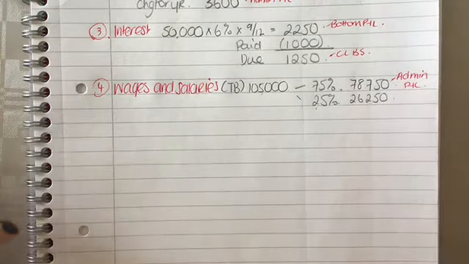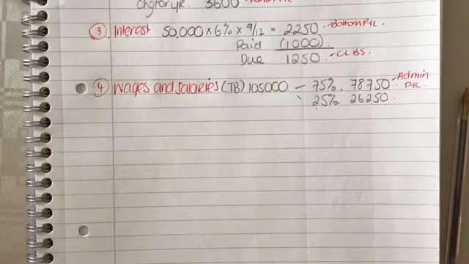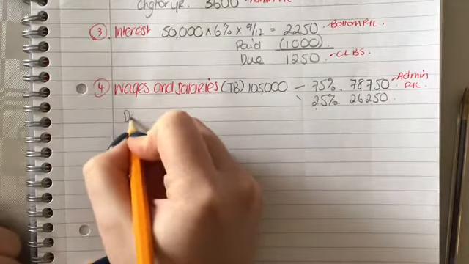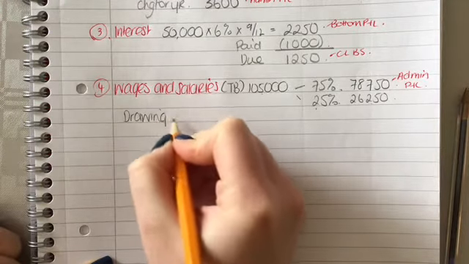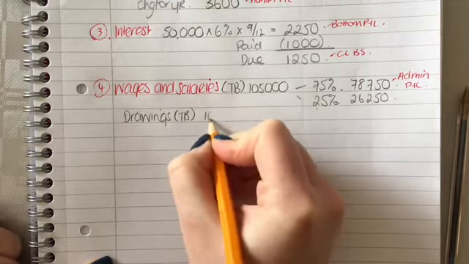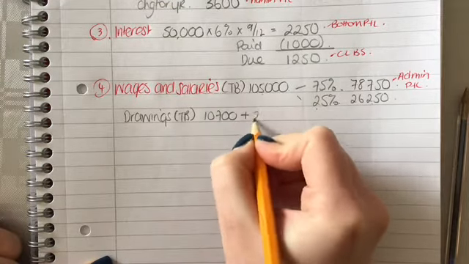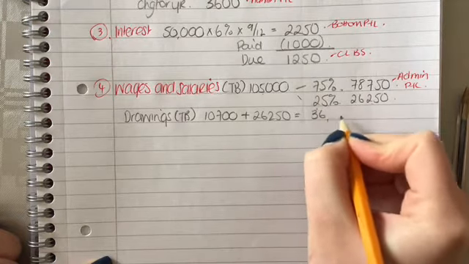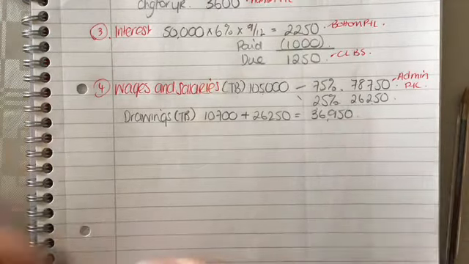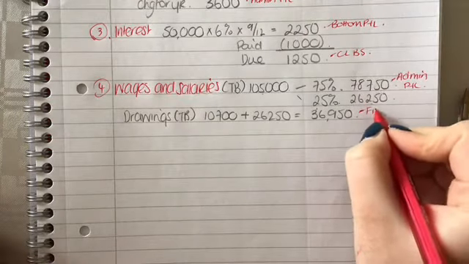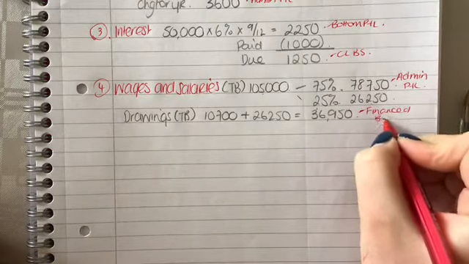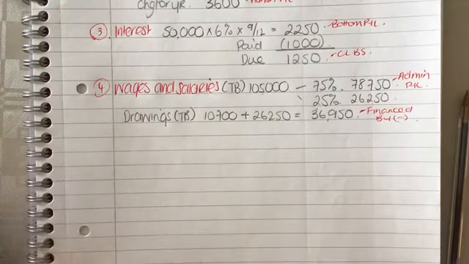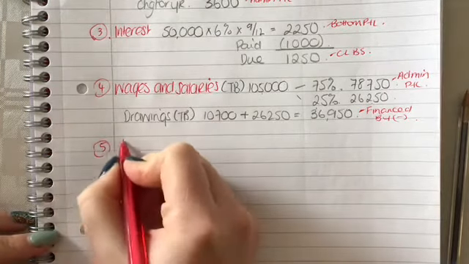And this is going towards drawings, which means that that amount of money needs to be added to the existing drawings figure. So check and see, do you have drawings in your trial balance already? Which you do. Drawings from your trial balance are 10,700. Add on the 26,250, which gives you a new drawings figure of €36,950. And that's the figure that's going into the financed by, and it's a minus, you're going to be taking that away. And that's that working done. The next working then is advertising.